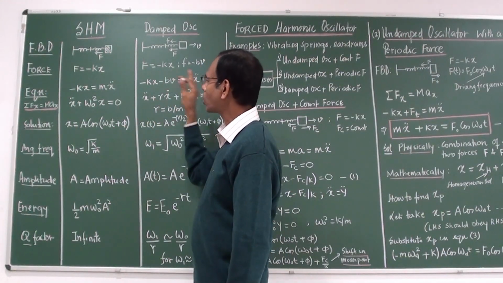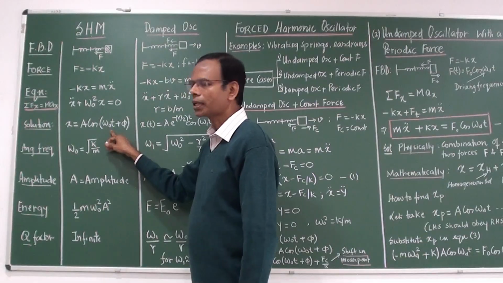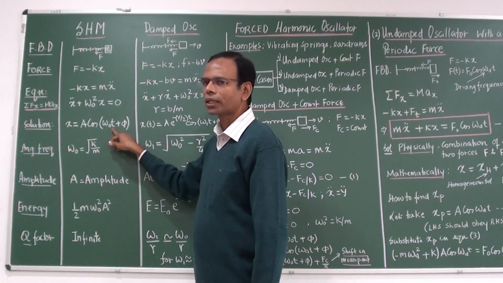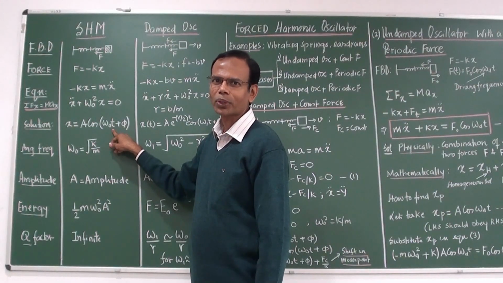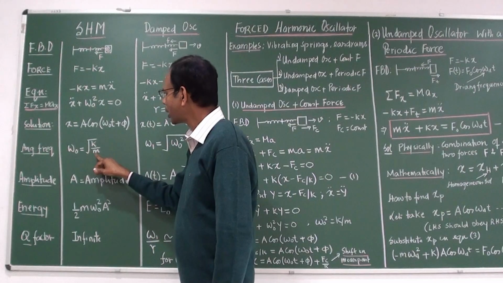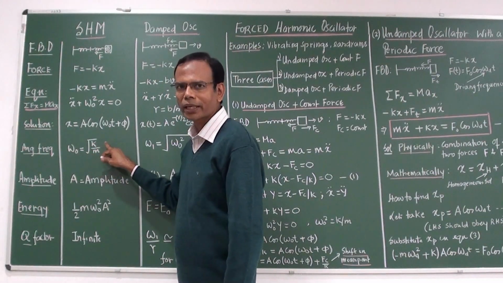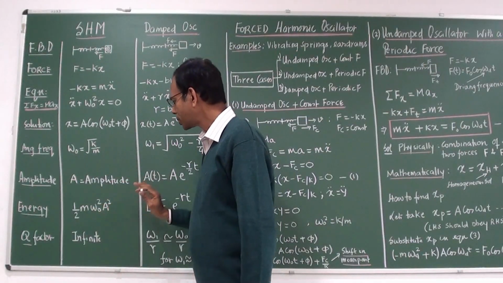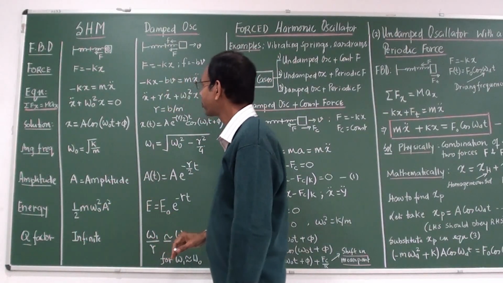Now when we are studying all the three together, omega 0 is for the undamped simple harmonic motion. That is also known as the natural frequency. Omega 0 is equal to root over k by m. A is the amplitude, the energy is constant, and the Q factor is infinite.